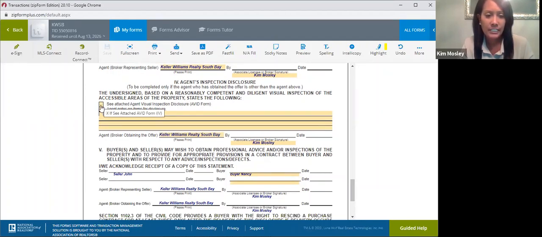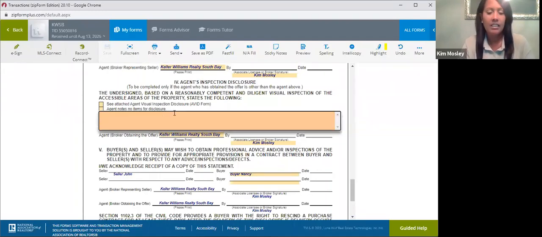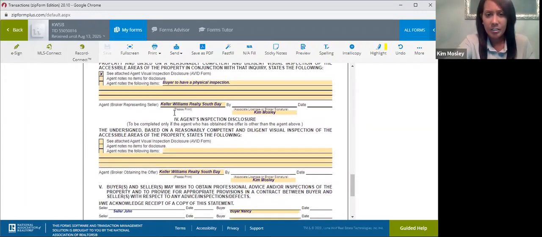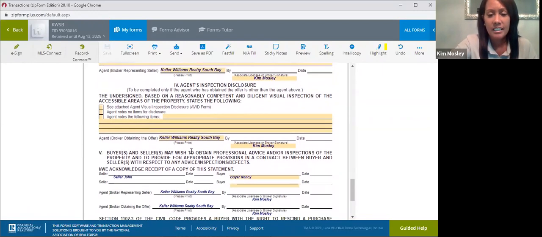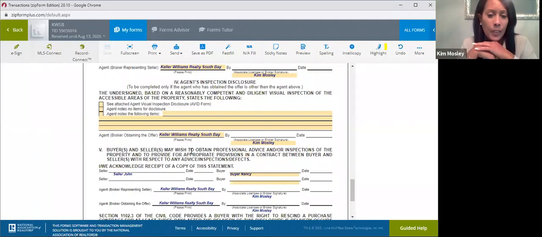And don't forget, you could check the box here for see avid, but I think you still should always put something in here. And a good thing to put, sometimes they put, just like I did at the top section, where it says buyer to have physical inspection to satisfy themselves, or buyer is advised to check with the city regarding permits, or buyer to do their own due diligence regarding square footage. Although CAR came out with this square footage form, so that helps for that.